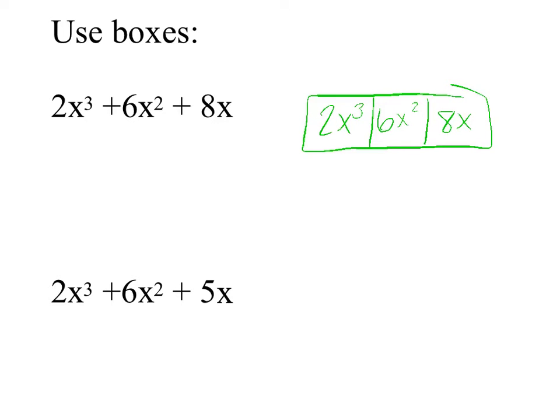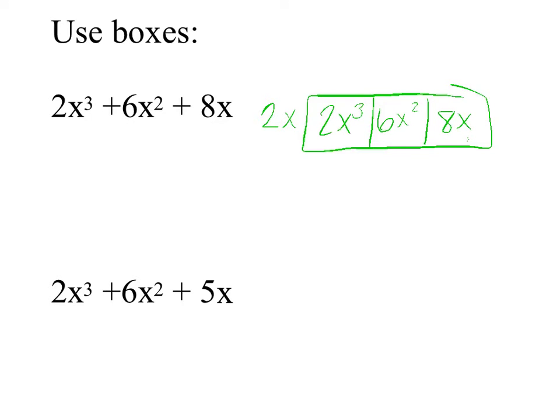And so if you look at this, if I look at just the numbers, you'll see I have a 2, a 6, and an 8. Well, those can all be divided by 2, so I'll take out a 2. And then if I look at the variables, I have x cubed, x squared, and just an x. I can only take out the smallest thing there, which is an x. I can't take out x squared or x cubed because I don't have one there. So I have to take out the smallest amount of x that I have.